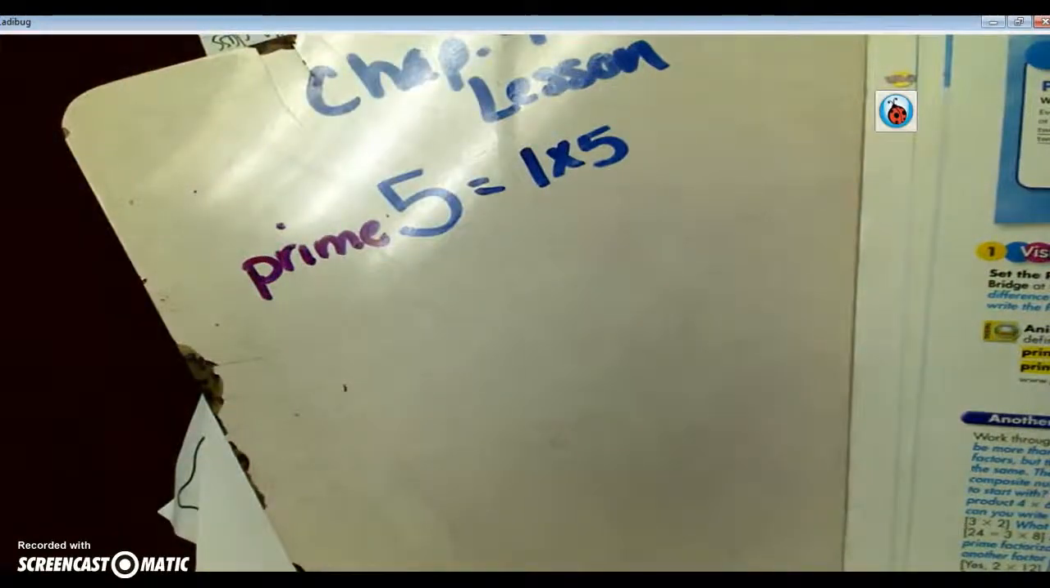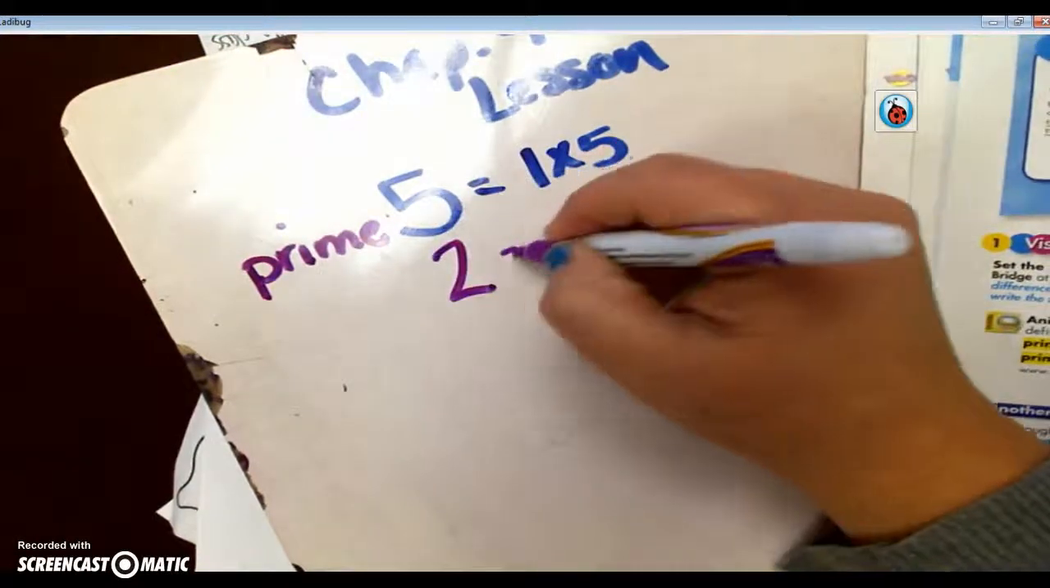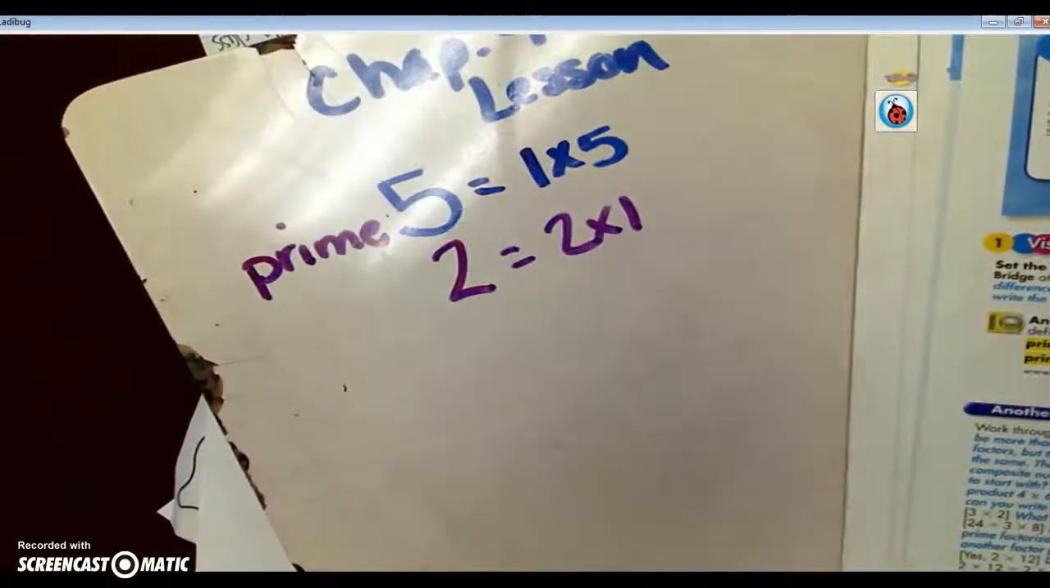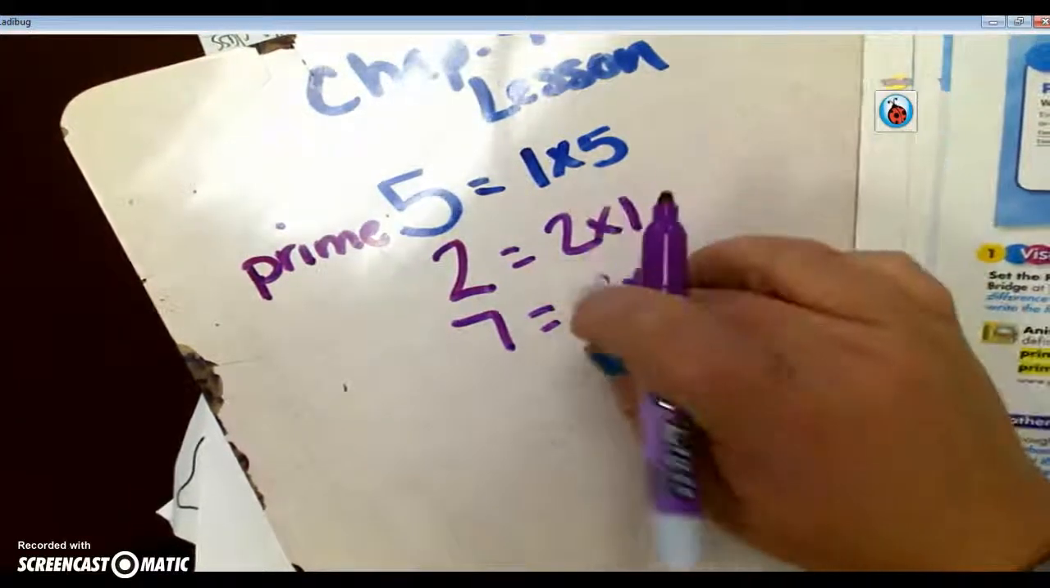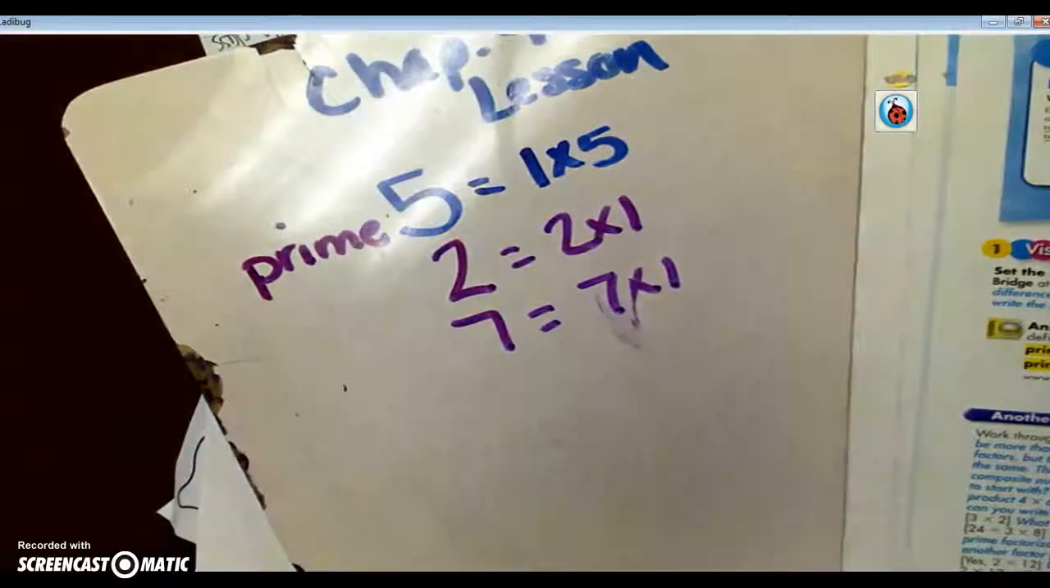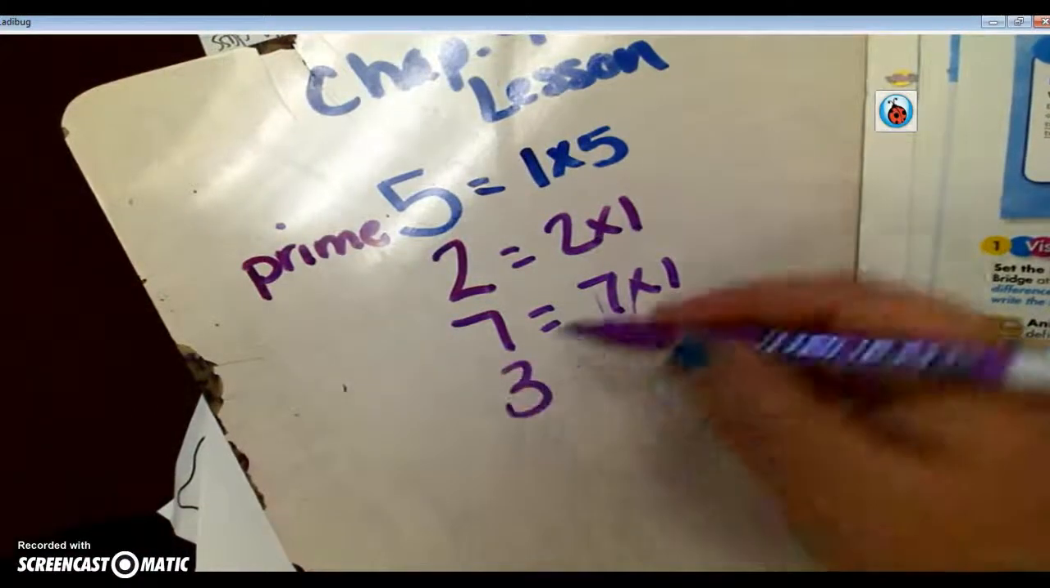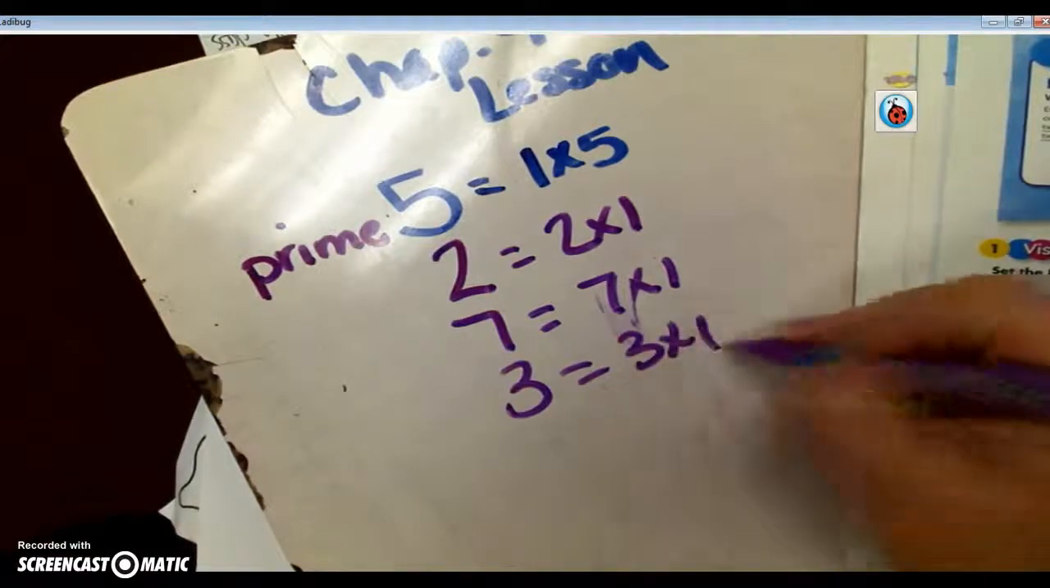Okay? So 5 is considered to be a prime number. Can you think of any numbers less than 10 that would be prime? Which means they only have factors of 1 and themselves. 2. 2 is a prime number. It only has 2 times 1. 7 is a prime number. It only has 7 times 1. 3 is a prime number. It only has 3 times 1.